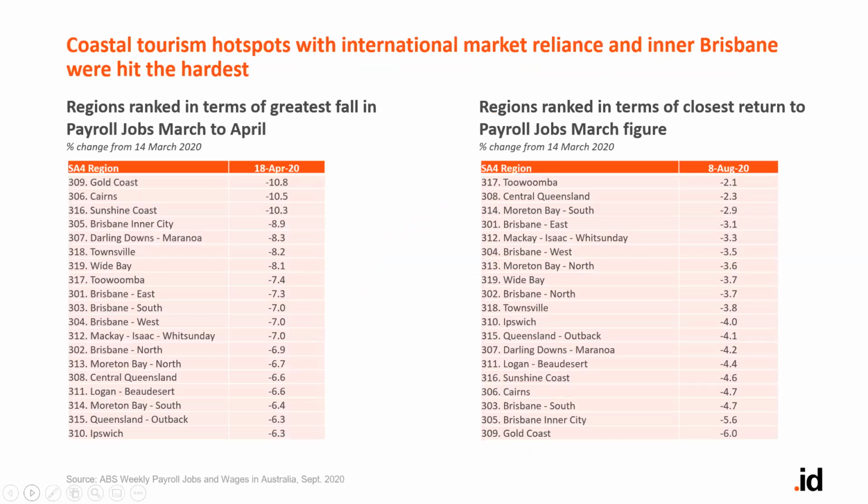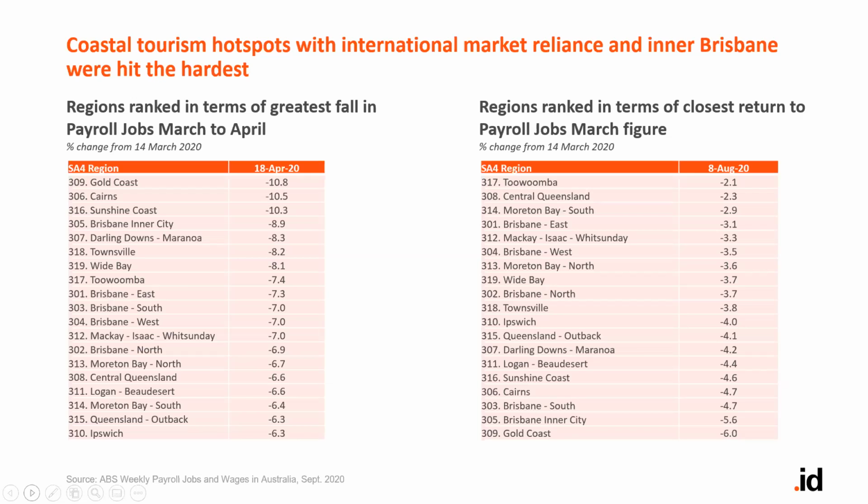Our coastal tourism hotspots and inner Brizzy were hit the hardest. They've really been hit hard. And we can see up the top there, Gold Coast, Cairns, Sunny Coast, visitor economies, and Brisbane inner city, very reliant on a high number of workers coming into that part of Brisbane to access employment opportunities, were hit really hard.